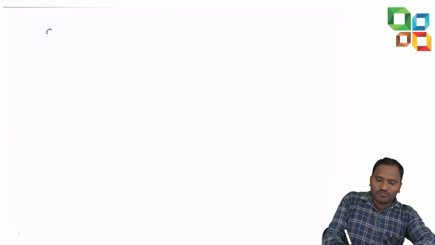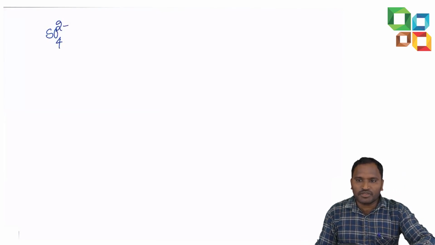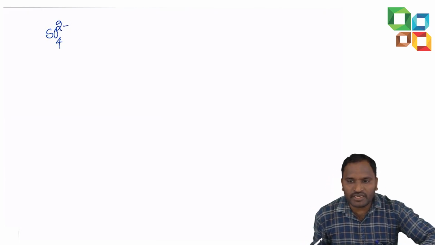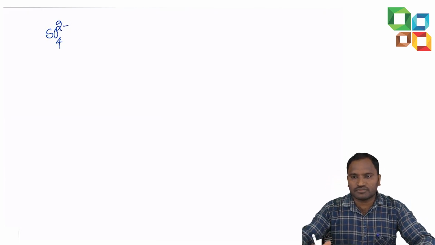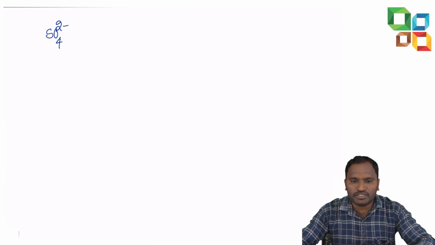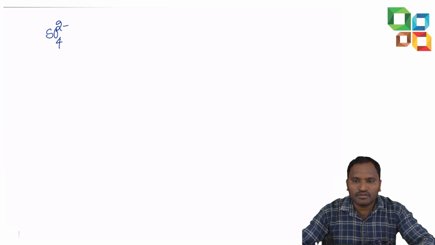Next, SO4 2 minus. Can you find out, students? Sulfur belongs to the 16th group. It has 6 valence electrons. Otherwise, if you write the electronic configuration, you will get to know the number of valence electrons. If you remember through group number, it will be helpful. You can save a lot of time. So I am only telling, sulfur has 6 valence electrons.